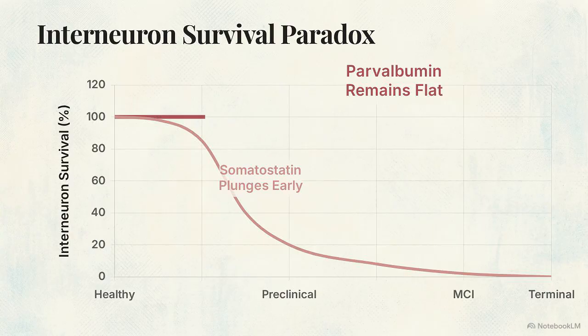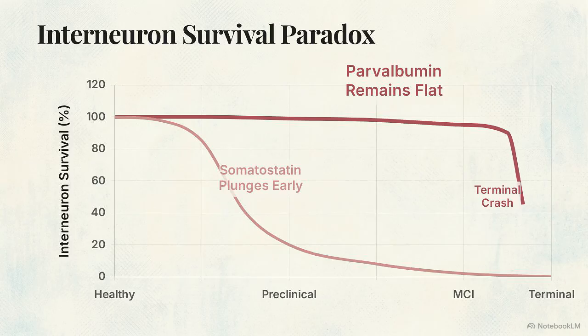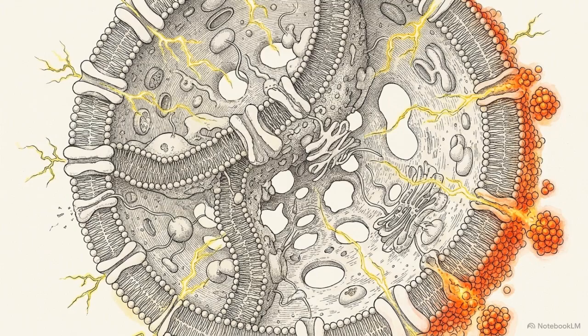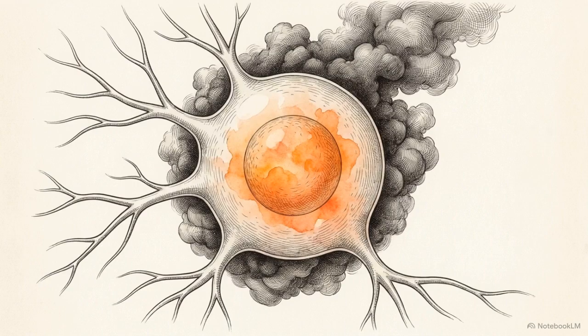Compare that to the parvalbumin interneuron population. Their survival curve remains nearly flat for decades. They survive the entirety of the preclinical phase, only experiencing a sudden drop in terminal, late-stage dementia. Biologically, this specific geometry of survival contradicts our basic understanding of cellular vulnerability. Parvalbumin cells fire at up to 200 Hz. They express calcium-permeable receptors that leave them highly exposed, and they carry the highest oxidative load of any neuron in the cortex. By conventional logic, they should die first. Instead, they survive the longest.